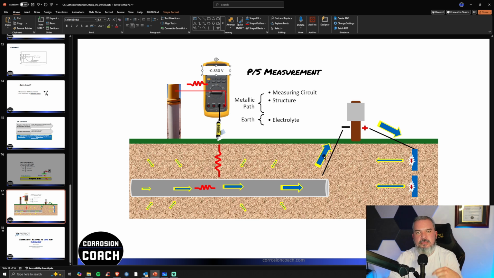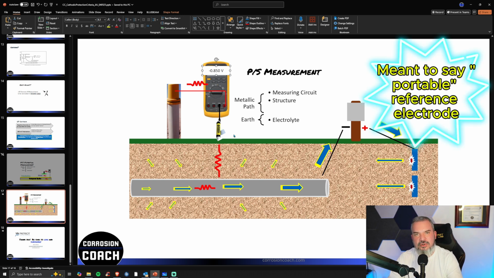Okay, so I've got my CP system going. I've got to show up and take this pipe-to-soil potential, and prove whether we have achieved CP or not. I've got my Fluke meter up here. I've got my red lead, my positive lead, connected to the test station. The test station's connected to the pipe. We usually weld some cables on for that, and so that's my connection to the pipe. And then I've got my black lead, or negative lead, connected to my stationary reference electrode.